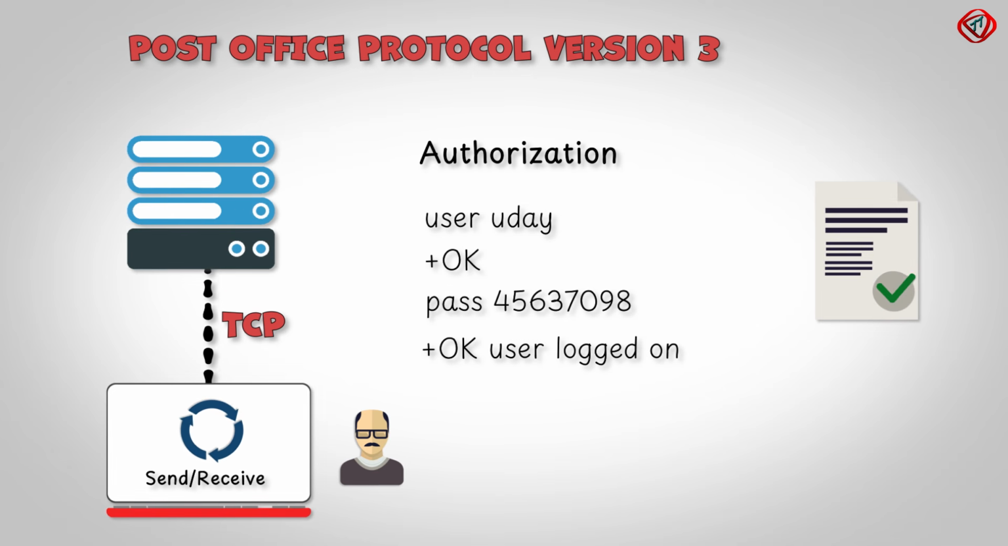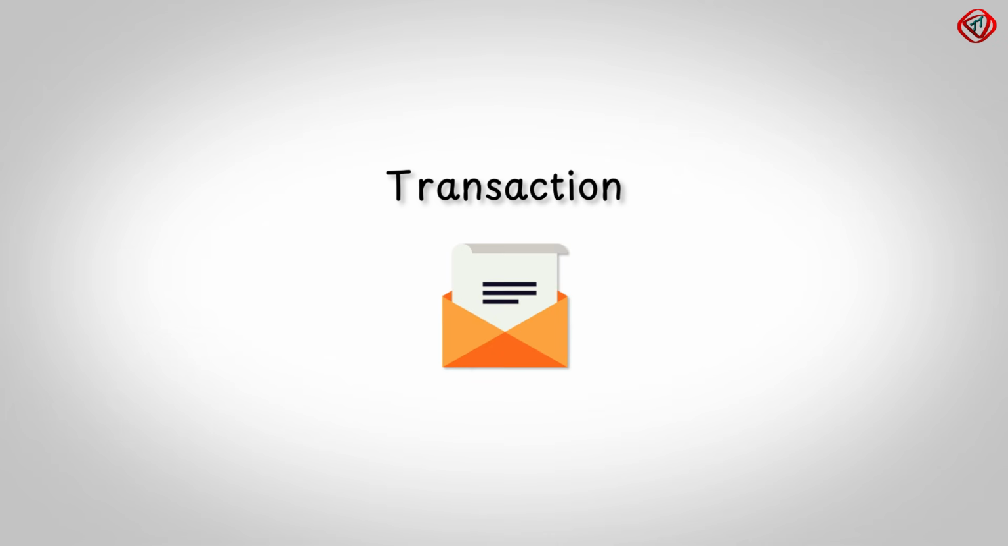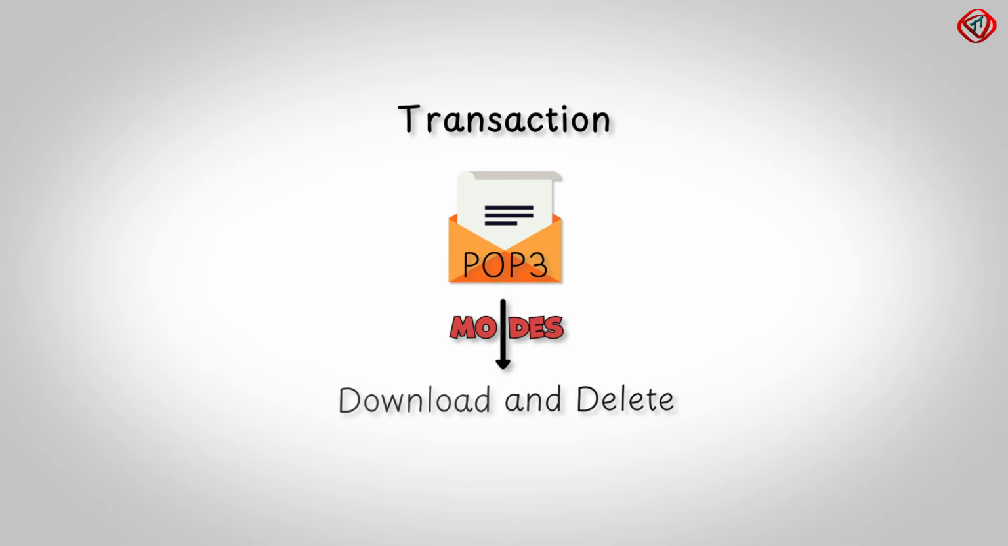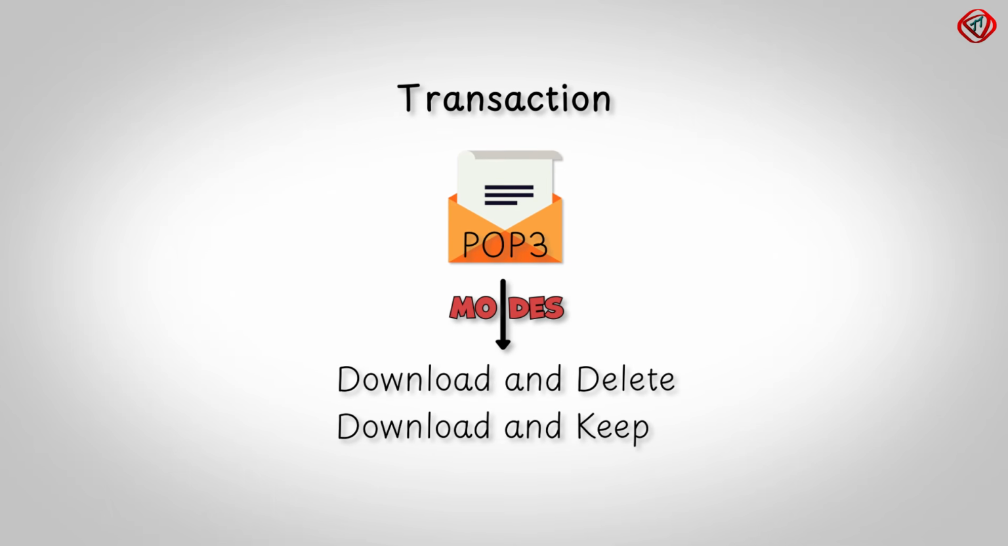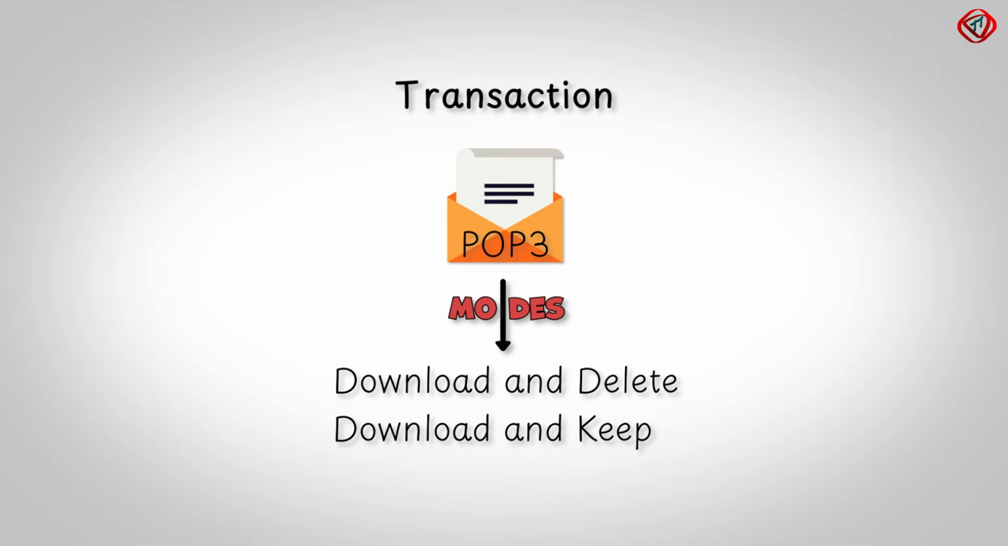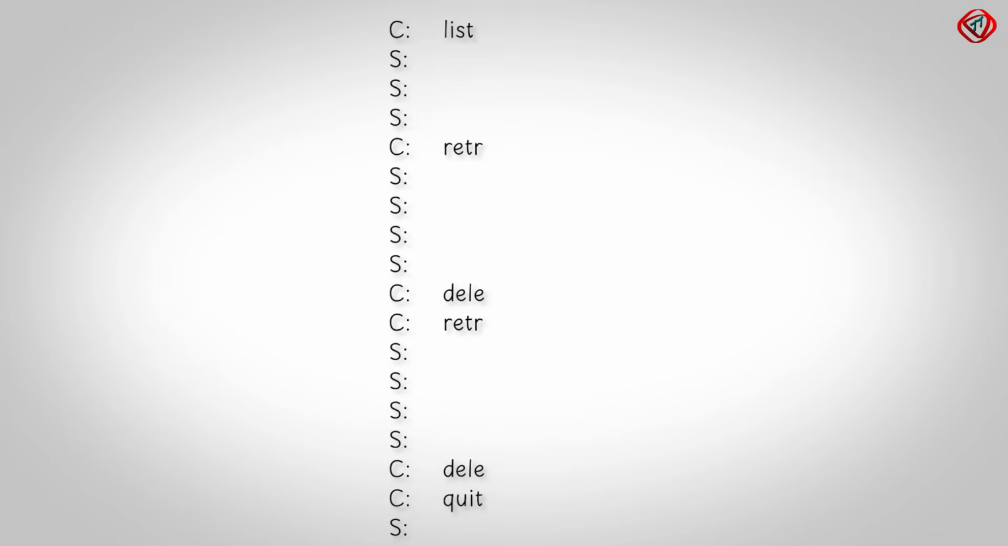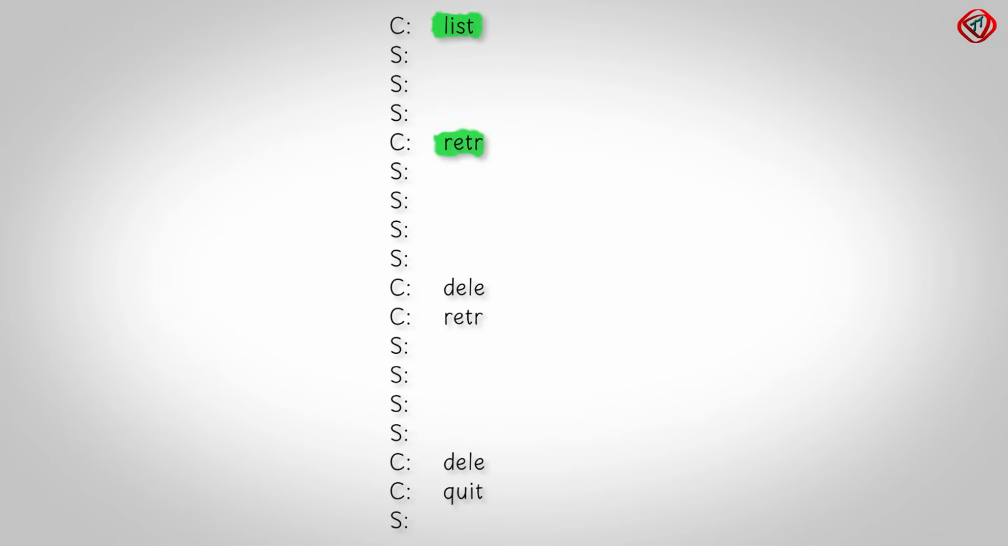Once the authentication is completed, POP3 enters the transaction phase. In this phase, the email application using POP3 can be configured to work in one of the following two modes: download and delete, download and keep. Let us first understand download and delete mode. In this mode, the email application, also known as user agent, issues four main commands: list, retrieve, delete, and quit.